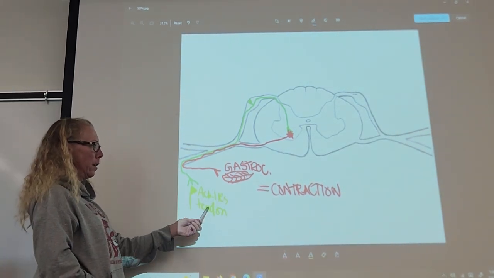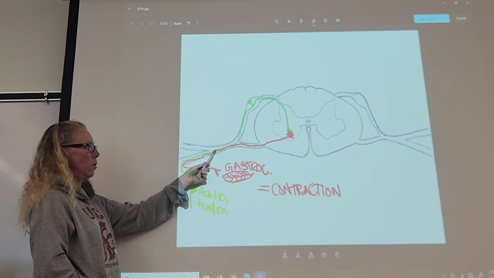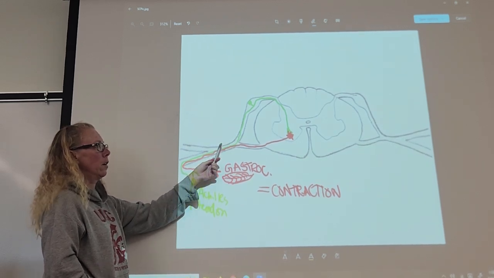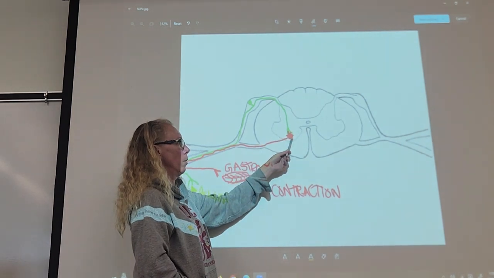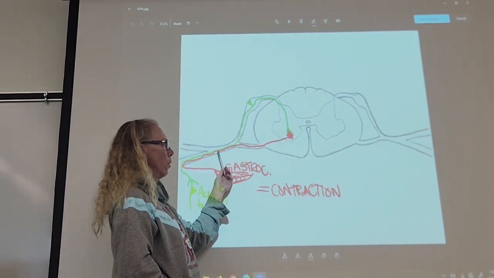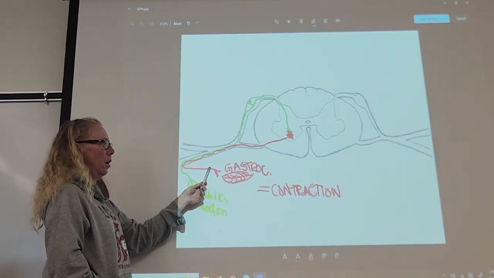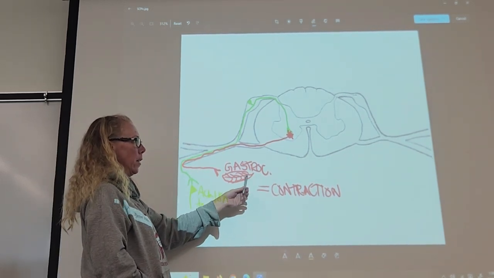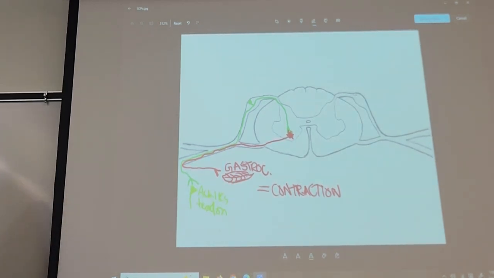So, number one is the stimulus, the receptor. 2 is the sensory neuron taking information in. 3 is the integration or the communication between the sensory and the motor neuron. 4 is the motor neuron sending information away from the CNS towards the effector. And then 5 is what happens at the effector, which in our example is gastrocnemius muscle contraction. Okay.